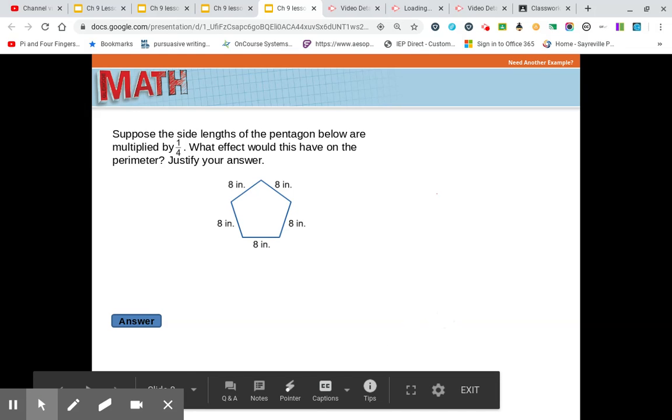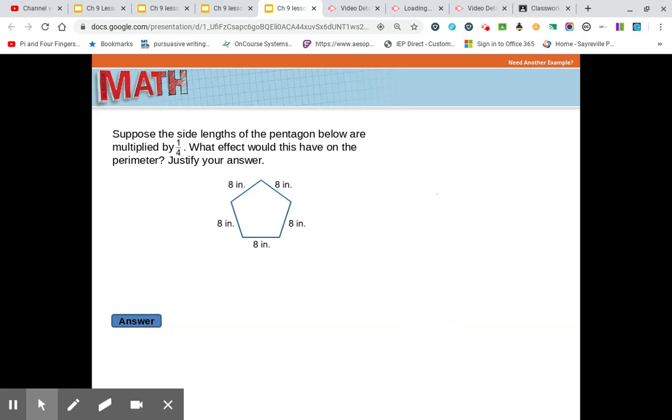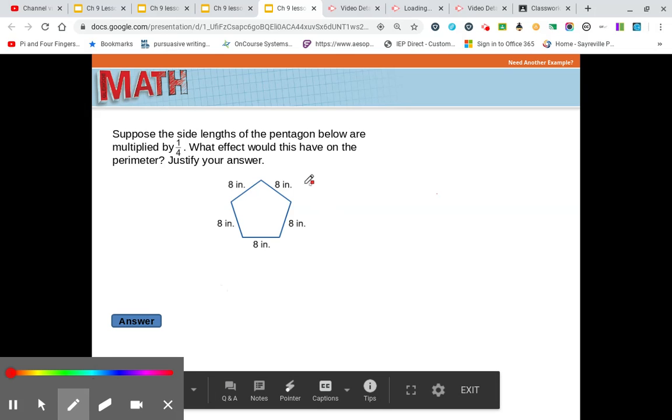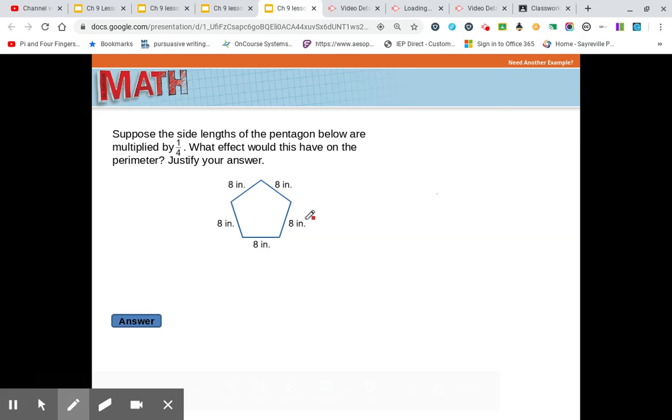Suppose the side lengths of the pentagon below are multiplied by a quarter. Now, multiplying by a quarter is the same as dividing by 4, guys. So if we divide each side by 4, what effect would that have on the perimeter? Right now, the perimeter is 8 plus 8 plus 8 plus 8 plus 8, or you can simply just do 8 times 5, which is 40 inches, because perimeter is not squared, only area is squared.